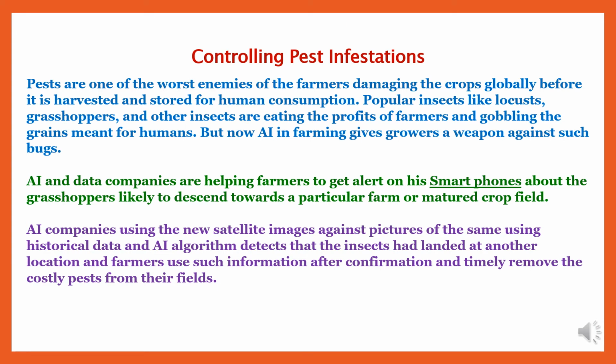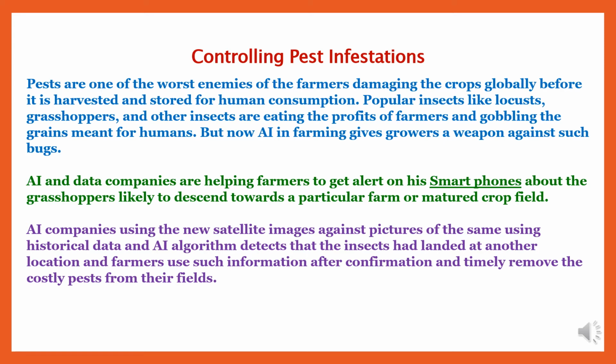Now, the use of artificial intelligence in controlling pest infestations. Pests are one of the worst enemies of farmers, damaging crops globally before they are harvested and stored for human consumption. Popular insects like locusts, grasshoppers, and other insects are eating the profits of farmers and gobbling the grains meant for humans. But now artificial intelligence in farming gives growers a weapon against such bugs.